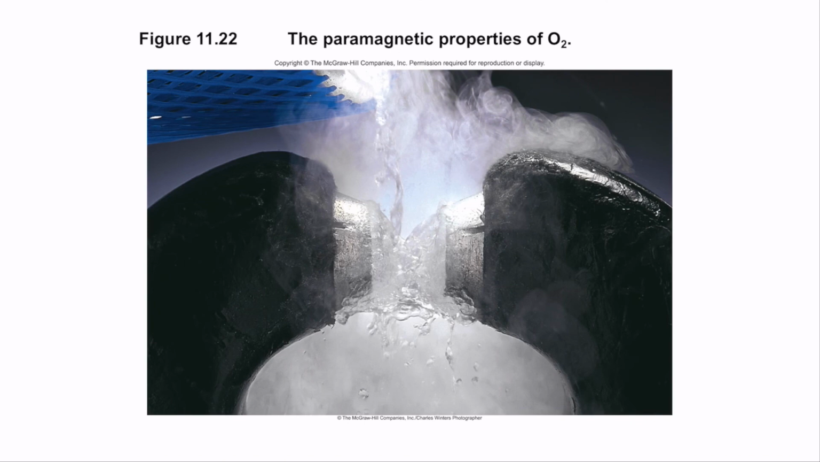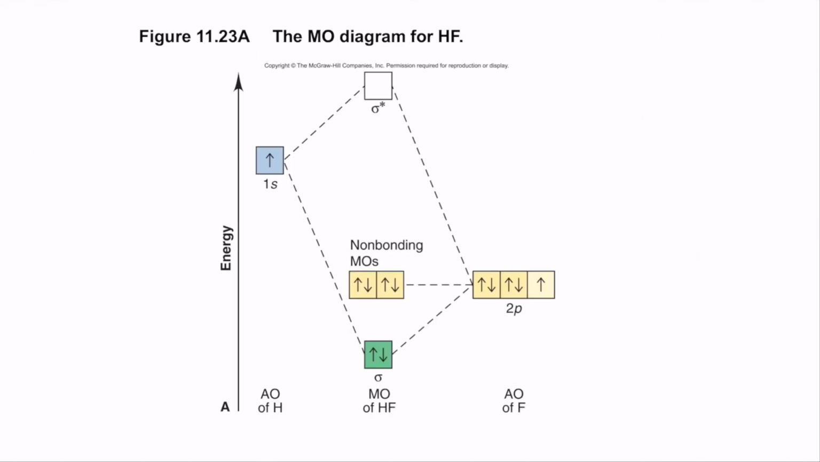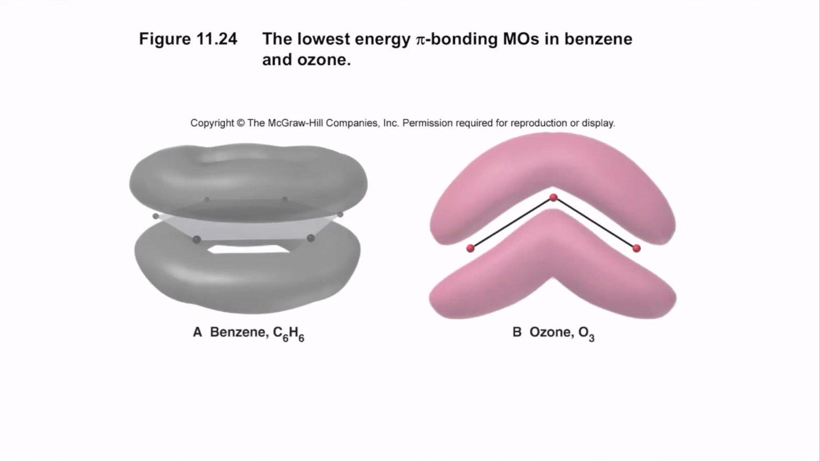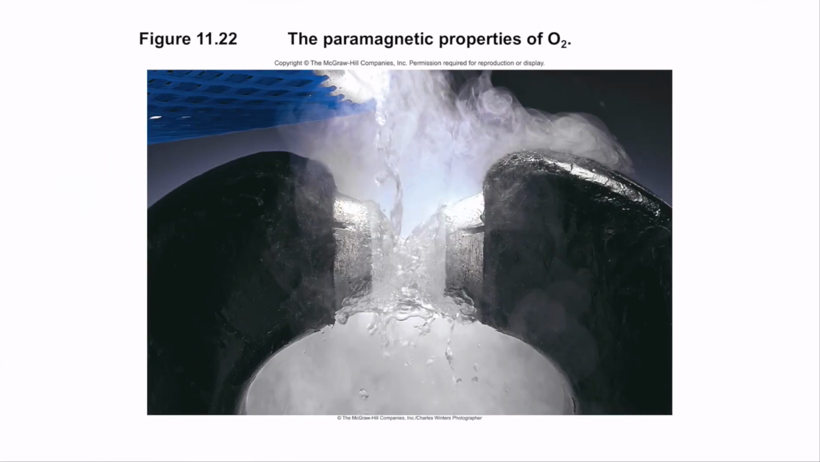This is a diagram that shows the paramagnetic properties of liquid oxygen at really low temperatures when poured on a magnet. So with that we end our lecture on theories of covalent bonding.